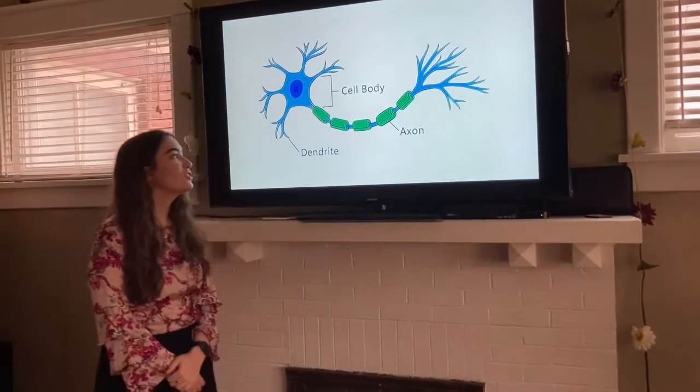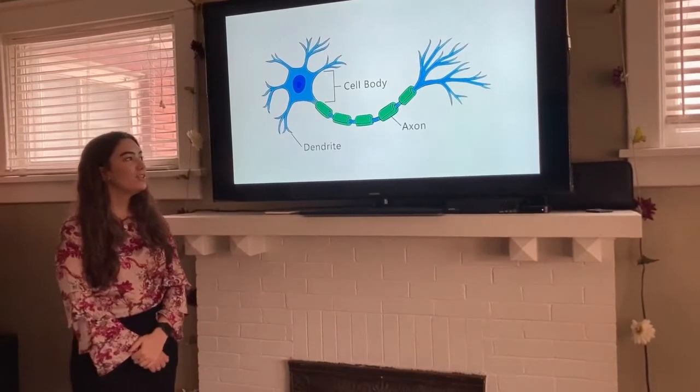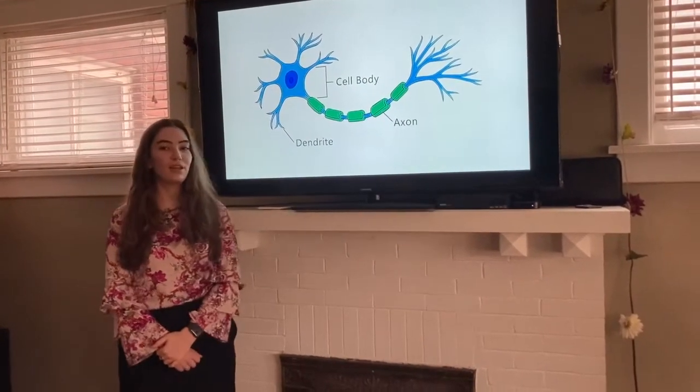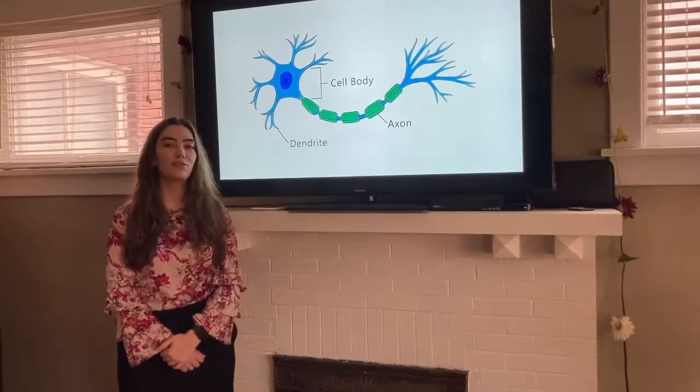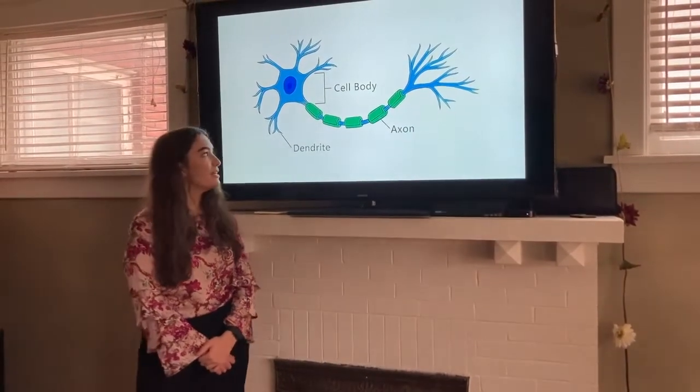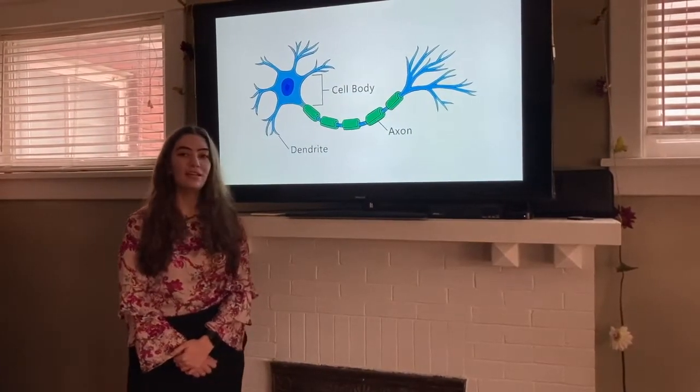through the axon terminals. The myelin sheaths serve kind of like an electrical cord to insulate the nerve and prevent the signal from being disrupted or displaced as it travels from the cell body down to the next nerve.